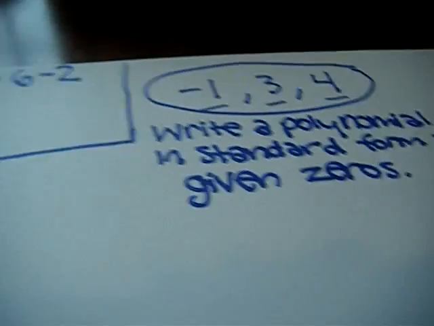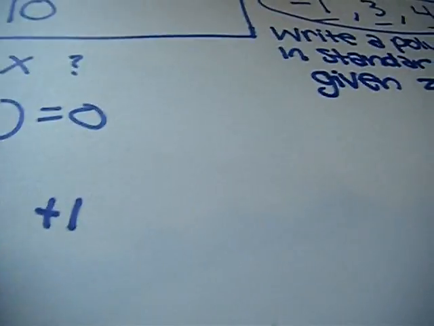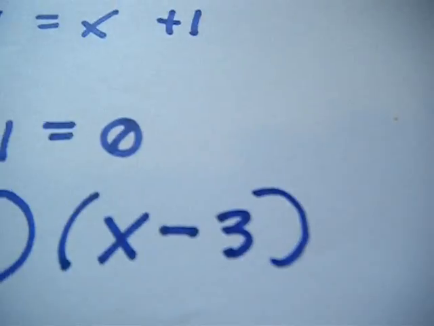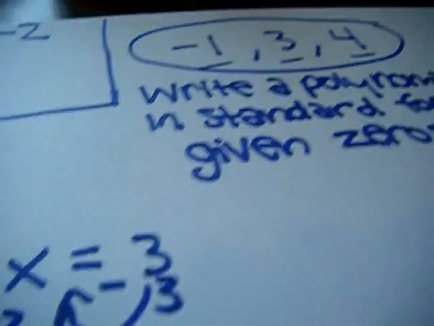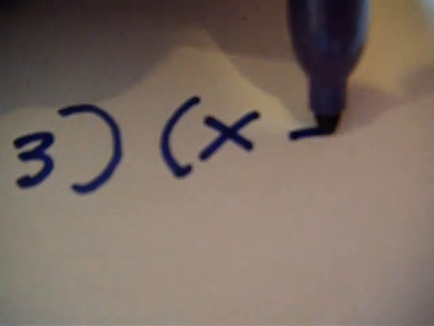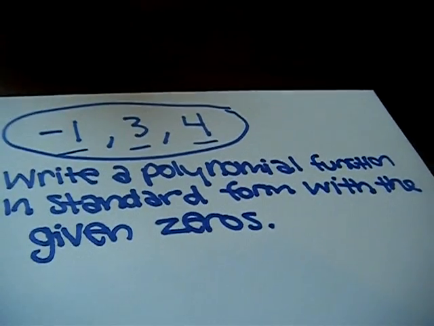Your next equation you would set up the same way, so it would end up being x minus 3, because x is equal to 3, and then you need to get 3 on this side, so you have to subtract it from this side, making x minus 3 is equal to 0. And then you would do the same thing for 4, and it would equal x minus 4. So then these are your 3 zeros.